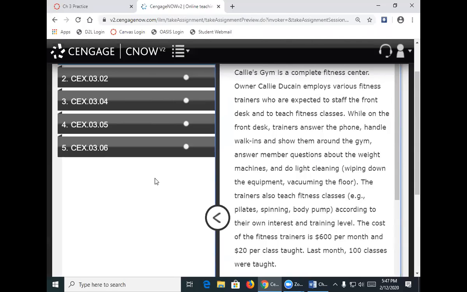Total cost equals fixed costs plus the variable cost per unit times the number of units. So one important thing to remember is our total cost formula. Total cost equals our fixed cost plus our total variable cost. And total variable cost is always our variable cost per unit times however many units we produce, okay?